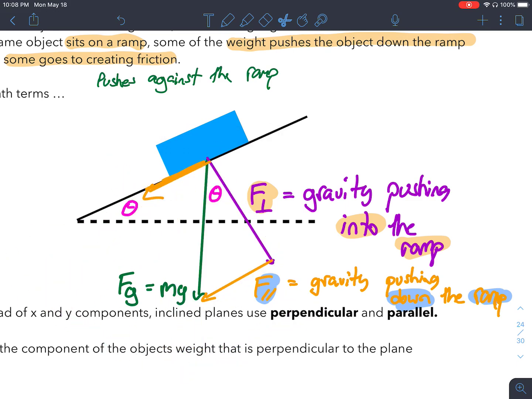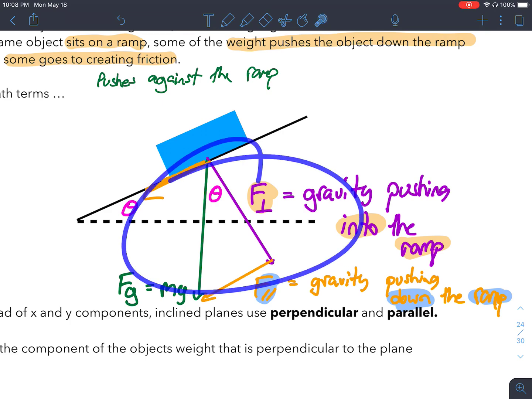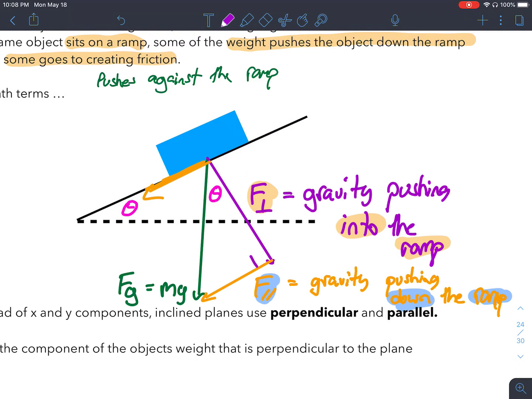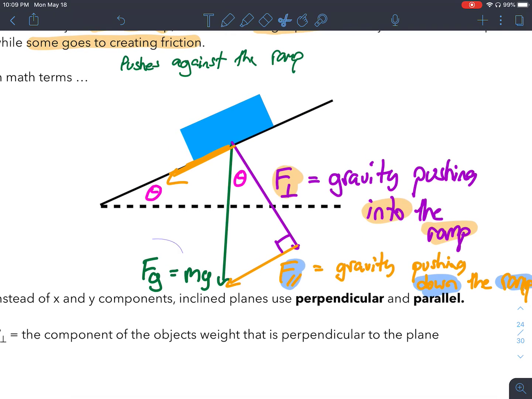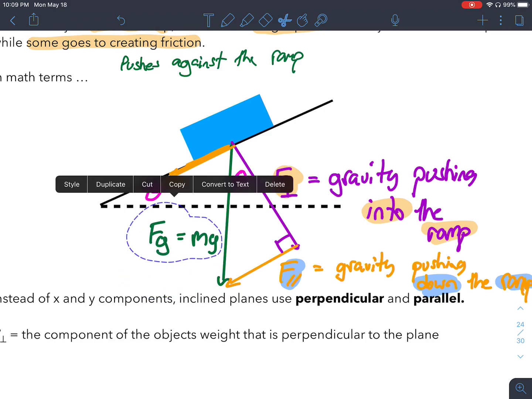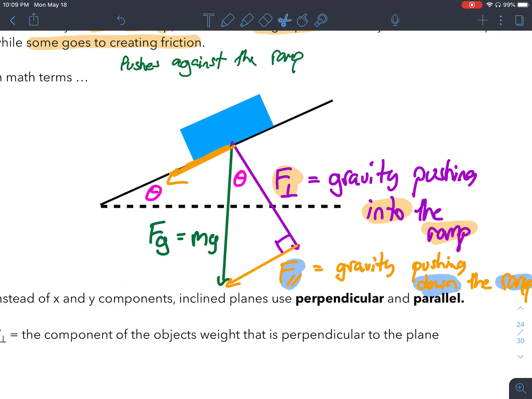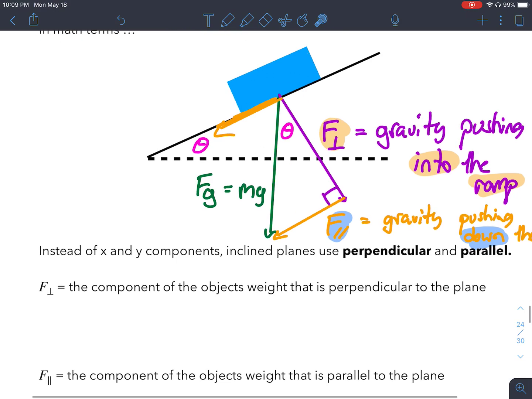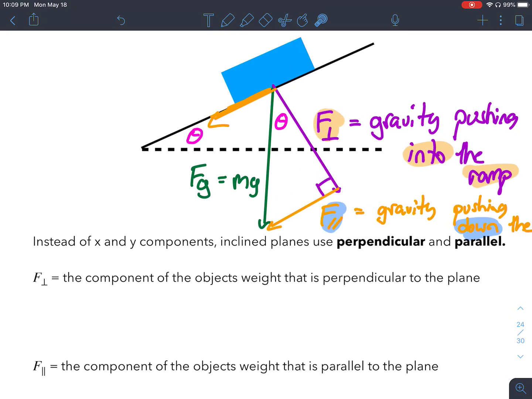You don't have to really memorize this picture right here. But what you do need to memorize and recognize is that we are dealing with a 90-degree angle right here. This is a right-angled triangle that has a hypotenuse equal to mass times gravity, our force of gravity. So if we look at this thing, okay, we have our two components. We have our F perpendicular, the component of the object's weight that's perpendicular to the plane.